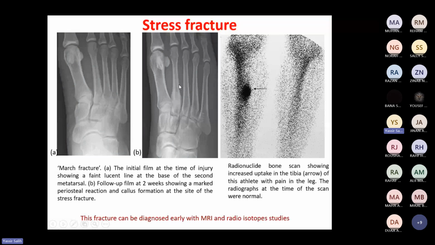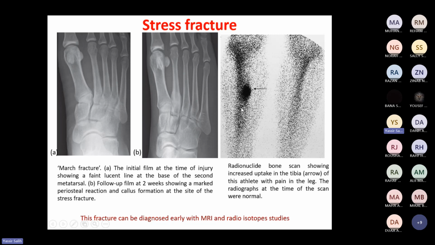But if you do an MRI or radionuclide scan, it can be diagnosed earlier. And this is a radionuclide bone scan for a patient presenting with pain in the leg. What do you see? Abnormal uptake. Yes, abnormal increased uptake.